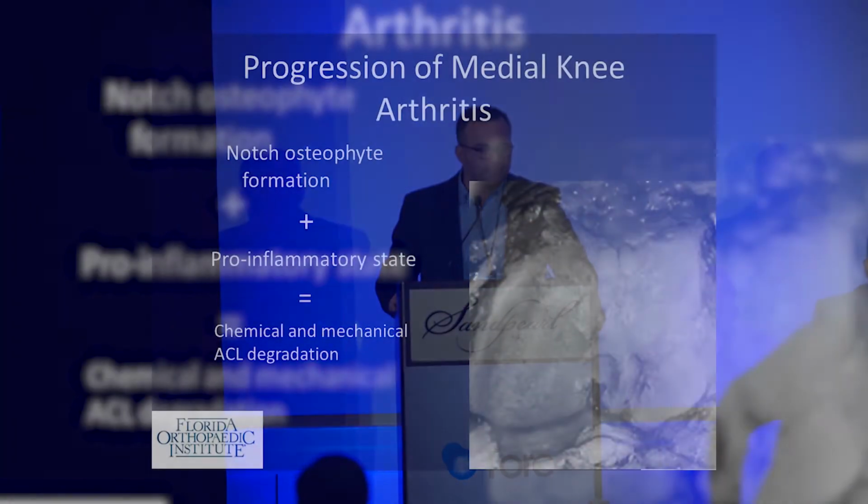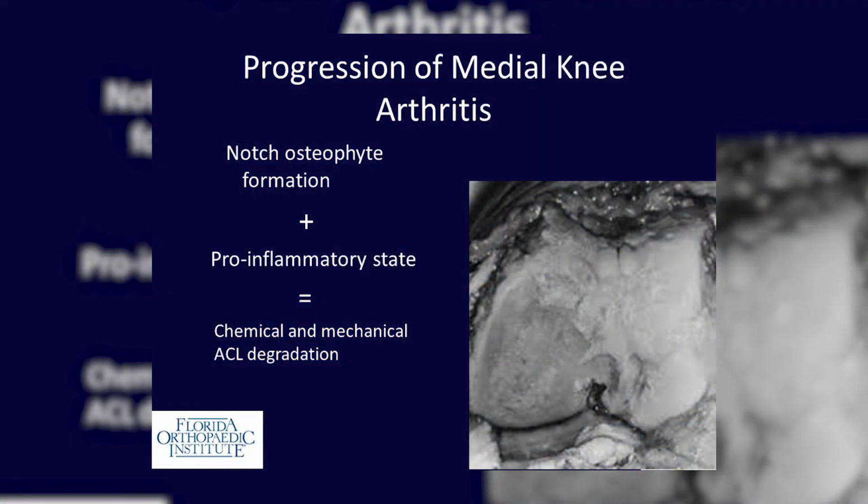Along with a pro-inflammatory state, you get a milieu for chemical and mechanical ACL degradation. Once the ACL becomes insufficient, you get progression of arthritis to the contralateral compartment and subsequent tricompartmental arthritis. And we're trying to capture those knees with regards to patient selection before they progress to tricompartmental arthritis.